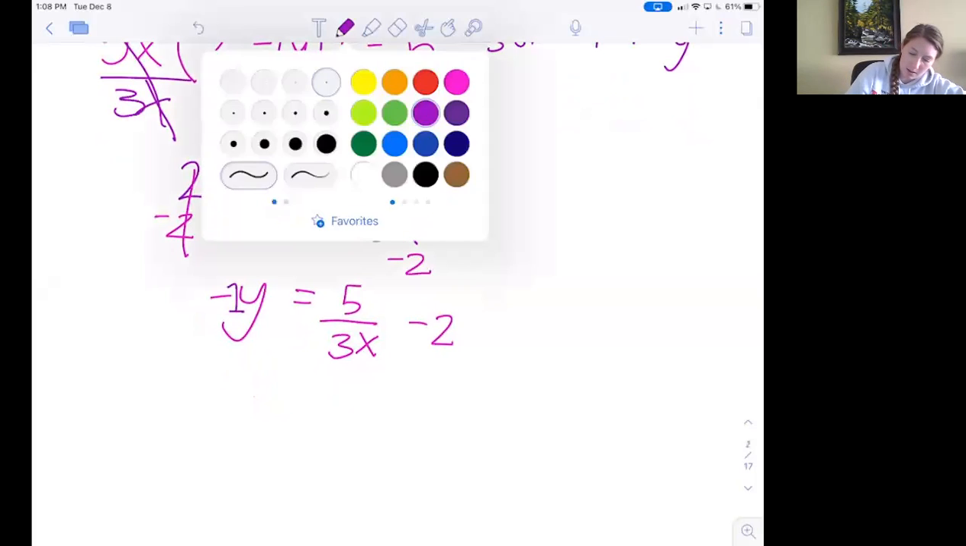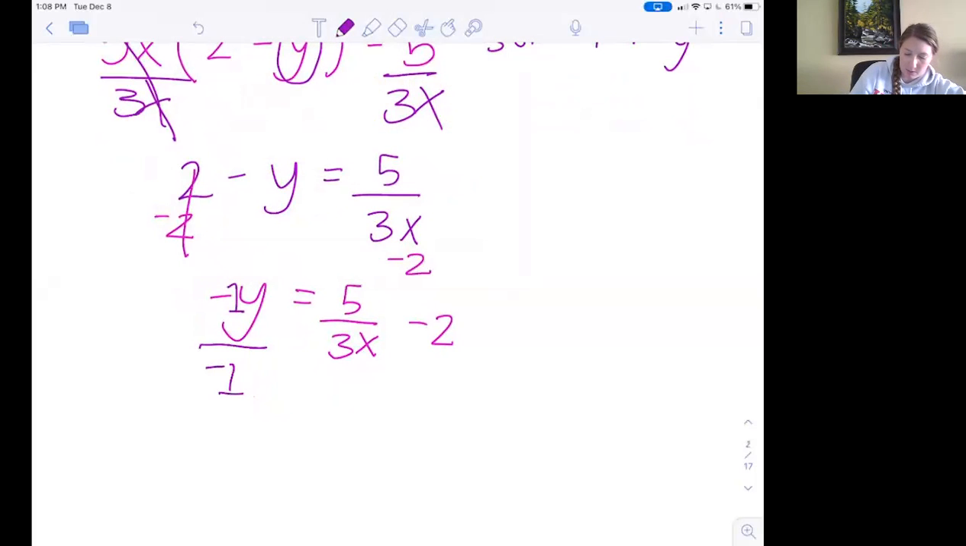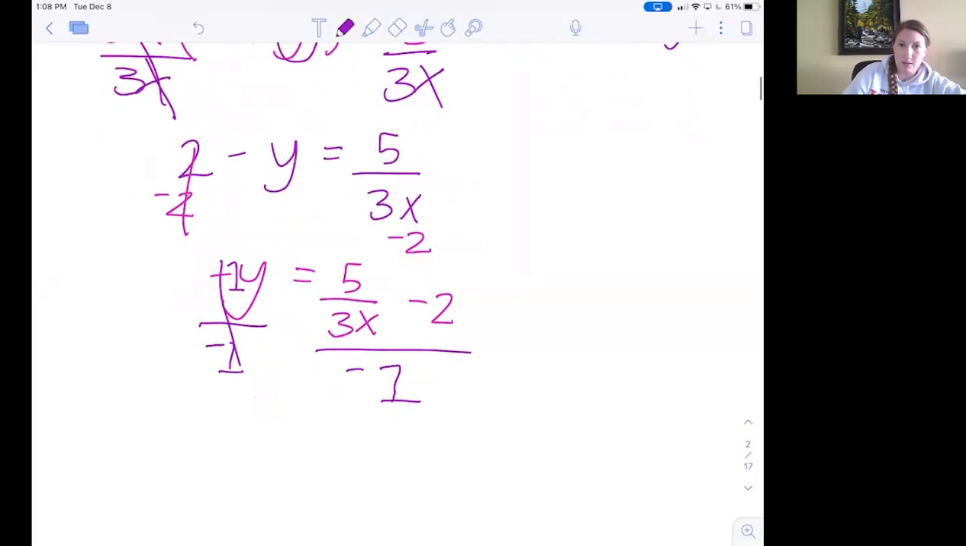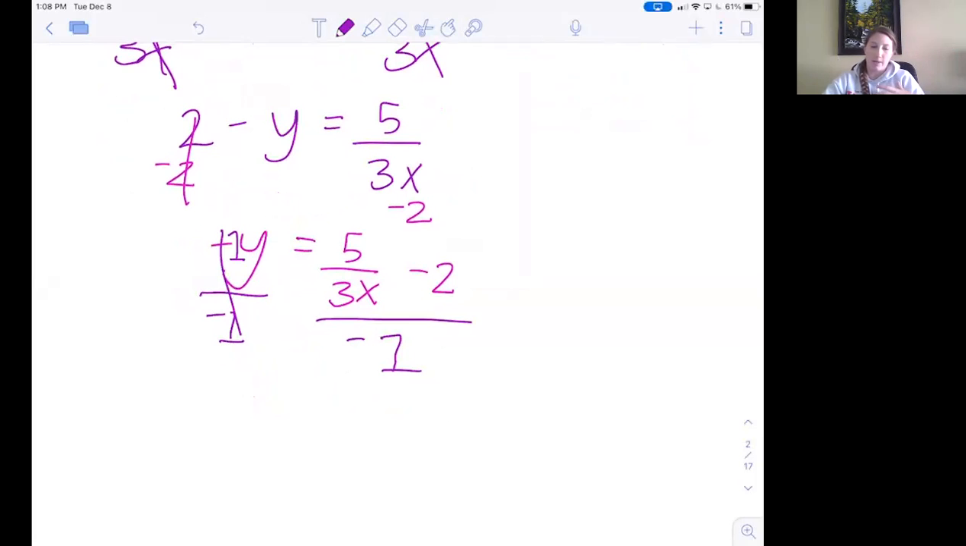Okay, so then I just divide by negative 1, is what I was saying. So this, I mean, it's not the neatest answer, but hopefully you get the idea.